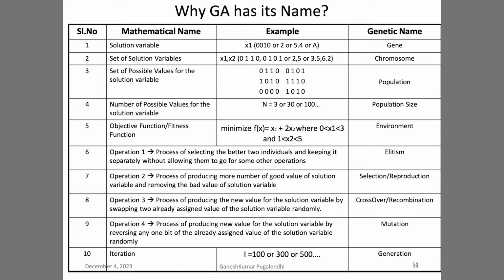Finally, since it is an algorithmic idea of solving the optimization problem, it has to be executed in an iterative manner. So those iterations are called generations here. So this is why the GA has its name. Now let me check why this GA has this idea and where this idea got its inspiration from.